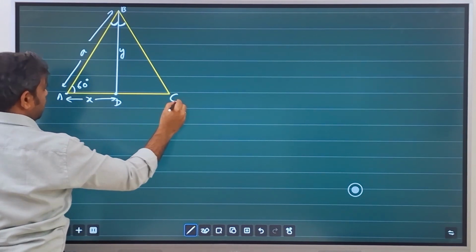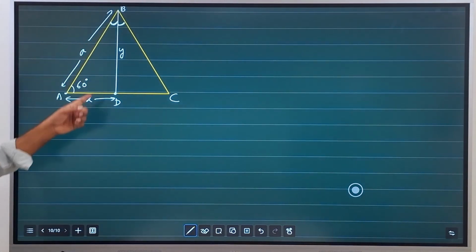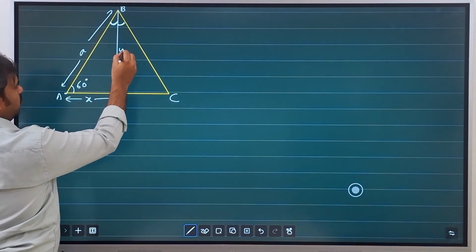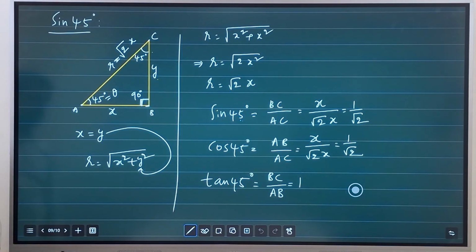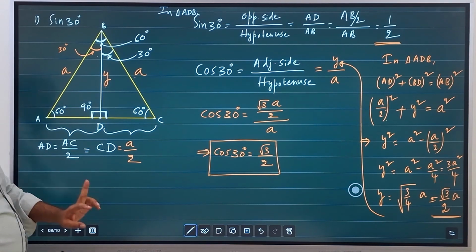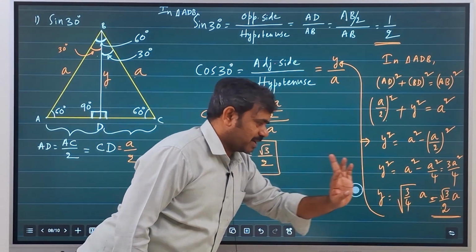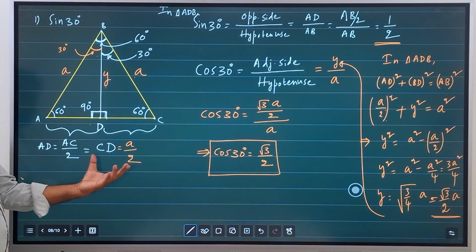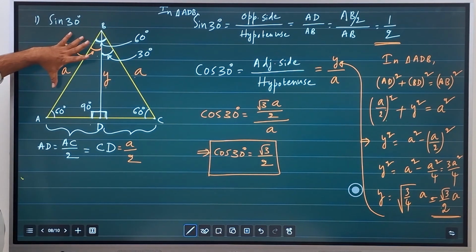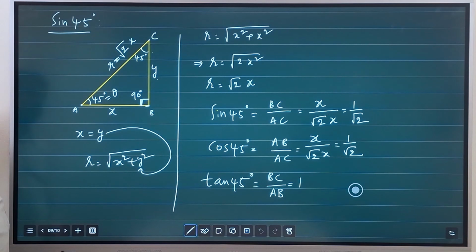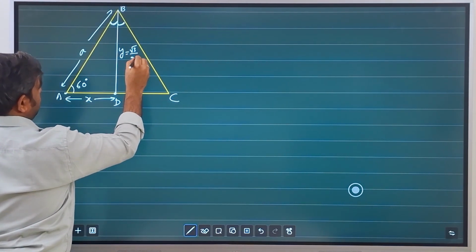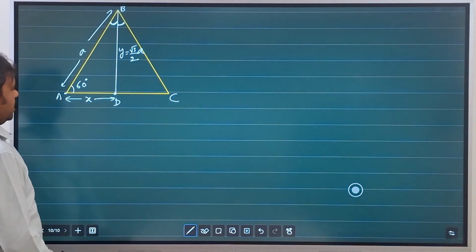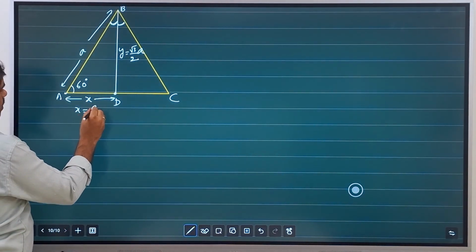ABD. This vertex is C. So look at the right angle triangle ABD. We found the value of y using Pythagoras theorem. Look at this page here, we found the value of y. We got root 3 a by 2, and x, AD, is equal to a by 2. The hypotenuse is a. So let's write everything in terms of a. So y, we got root 3 by 2 into a, and x we got a by 2.